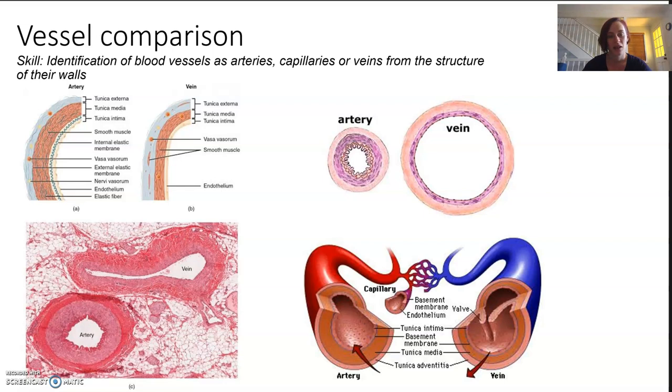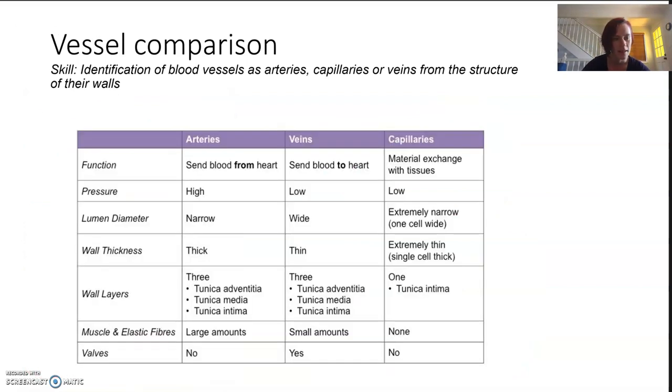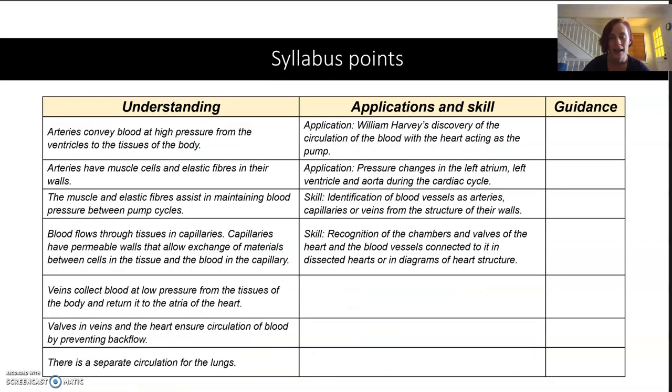Veins are different to arteries in that they have valves because they don't have that high pressure blood pumping through, and they don't have the muscular fibers to keep pushing it through. Remember, the pressure in the veins and the capillaries is very, very low, but the pressure in the arteries is quite high. There's a nice summary table from BioNinja, and here are our syllabus points. Quite a lot of information in there.